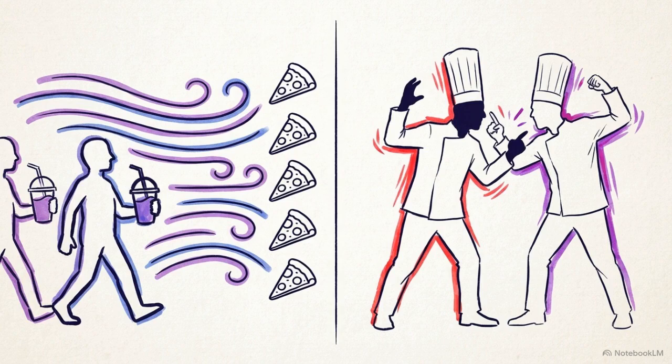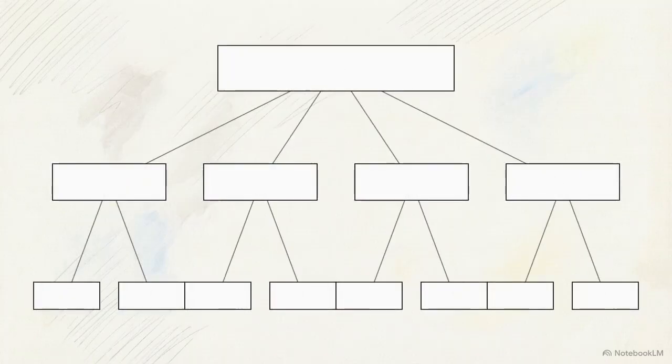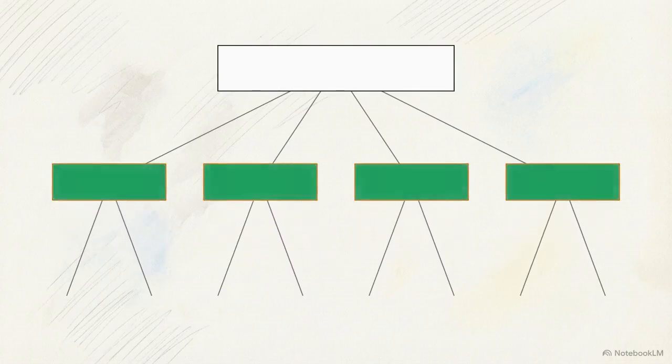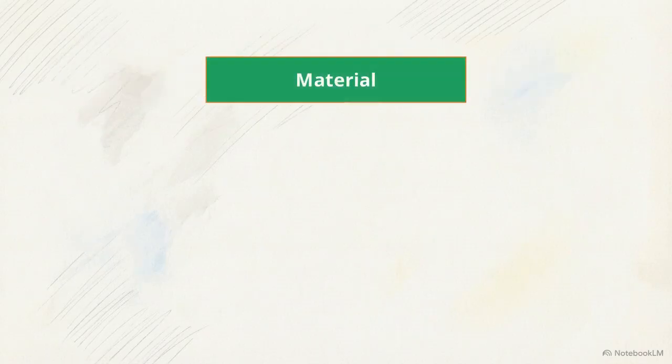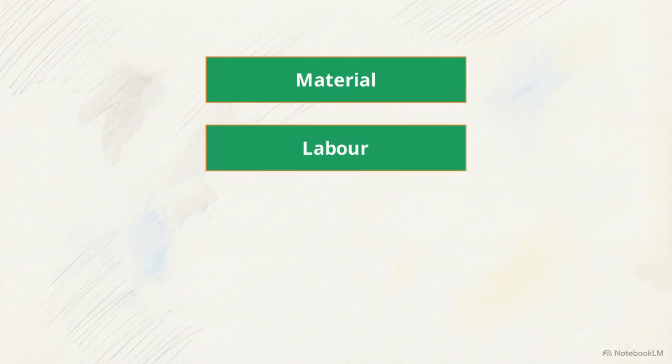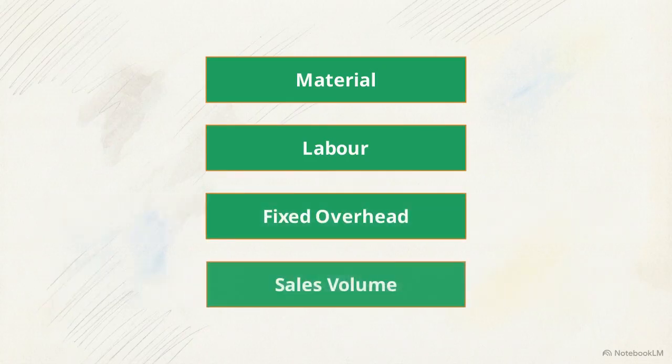The complete variance tree provides a mathematical map of the business ecosystem, connecting localized operational events to the final profit figure. Because of the cascade of addition, the sum of the variances in the bottom row will mathematically equal the top operating profit variance. The model enforces exact reconciliation. Material is price plus usage, labor is rate plus efficiency, fixed overhead is expenditure plus volume, and sales volume is market size plus market share.